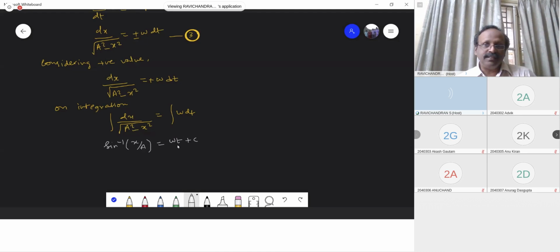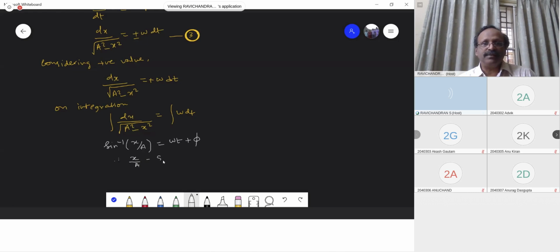Here omega t is nothing but your radian displacement. So dimensionally, this also must be radians. Omega is angular velocity and t is the time. Angular velocity into time will give the angular displacement. So this should also be angular displacement. Instead of c, I'm going to call that phi, called phase, as the initial phase. Therefore, x by a is equal to sine of omega t plus phi.